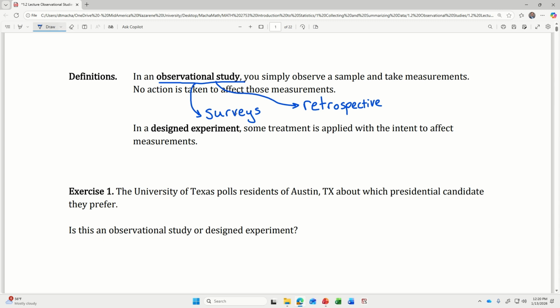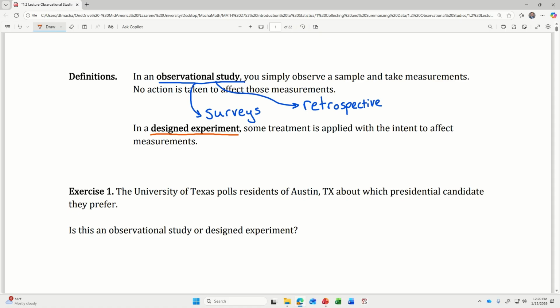In contrast, a designed experiment means that you are actually doing something to your subjects or doing something to your experimental units in order to affect some kind of change. And then when you take measurements, you're trying to measure the change that you're bringing about in the experiment.